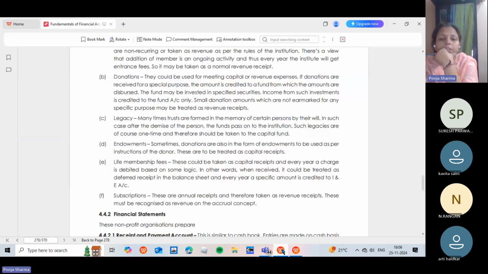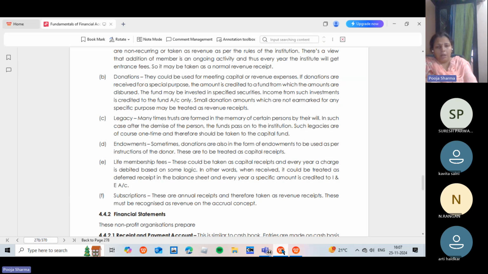This could be taken as a capital receipt, and every year a charge is debited based on some logic. In other words, when received, it could be treated as a deferred receipt in the balance sheet, and every year a specific amount is credited to the income and expenditure account as life membership fees. This could be a capital receipt.